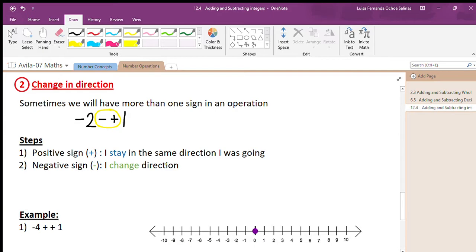So the first example says -4. This first number is giving my starting point. So I start at -4, fantastic. Then I have a positive sign, which means I go in that direction. But then I get another positive sign. Because it's another positive sign, I remain in the same direction, nothing has changed. How many? 1. So I just have to do one jump, and my answer will be -3. Okay, let's do another example.